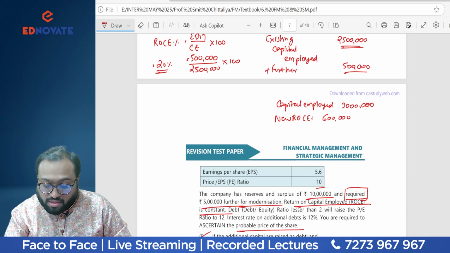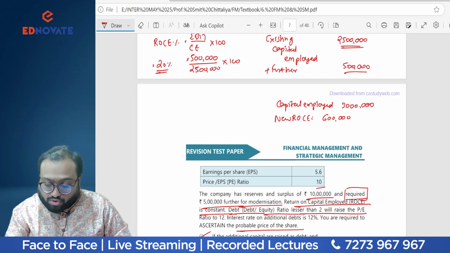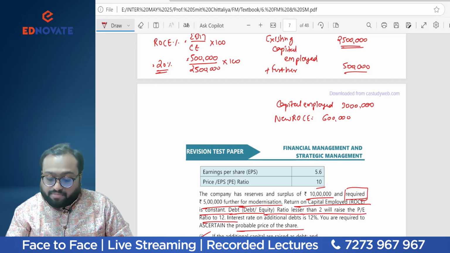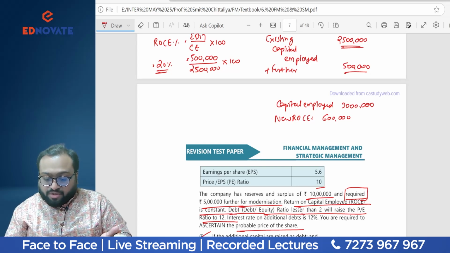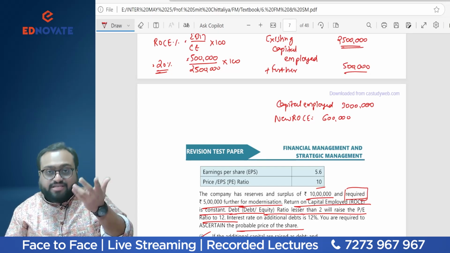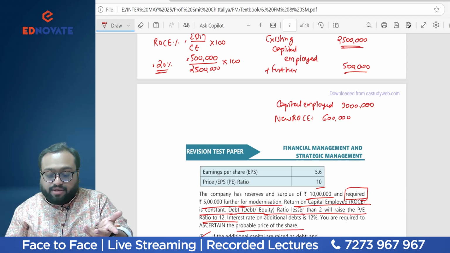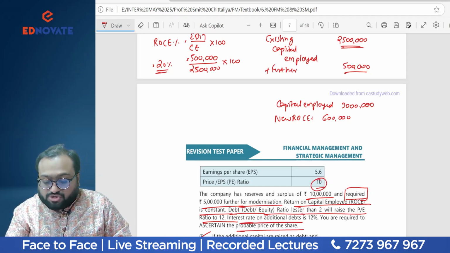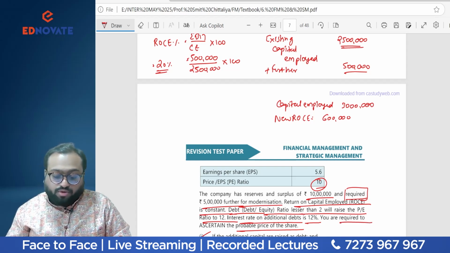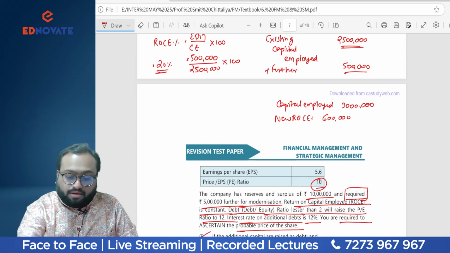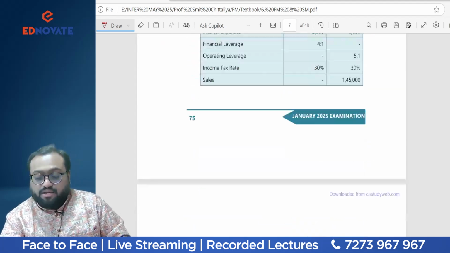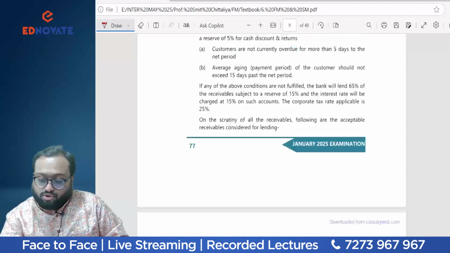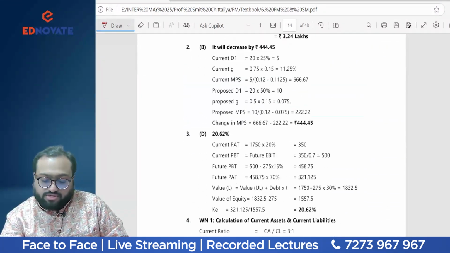Okay. Now if the debt to equity ratio is less than 2, the P/E will rise to 12, and if it is more than 2, it will remain the same at 10. Interest rate on additional fund will be 12%. You are required to work out the probable price of the share. Now coming to the solution, it will be very easy for us. We have read the entire question. Come to the solution part of the question. And what does the question say?